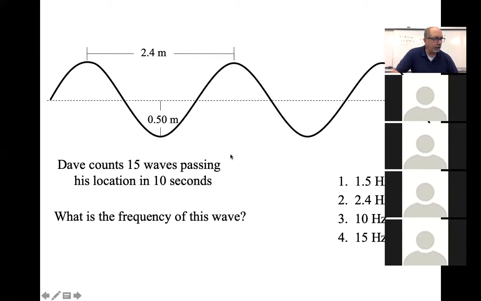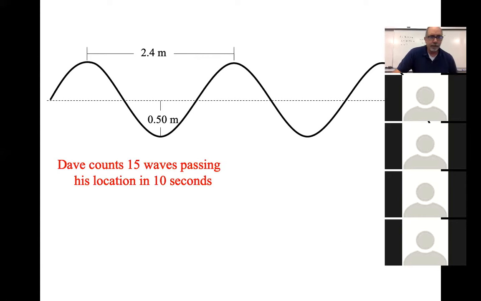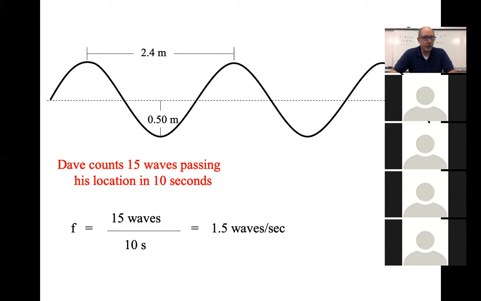Well, frequency. Remember what frequency is? Frequency is waves per second. 15 waves in 10 seconds corresponds to 1.5 waves per second. And that's choice 1. Yes, choice 1.